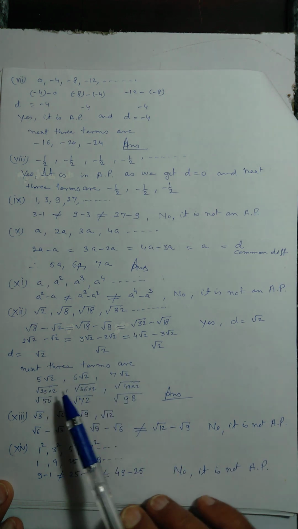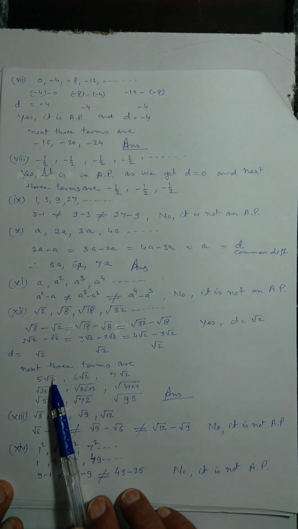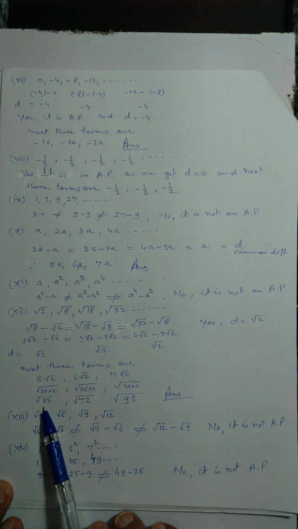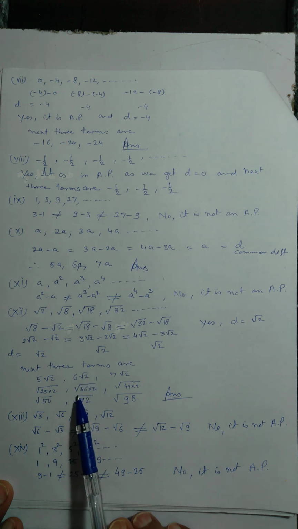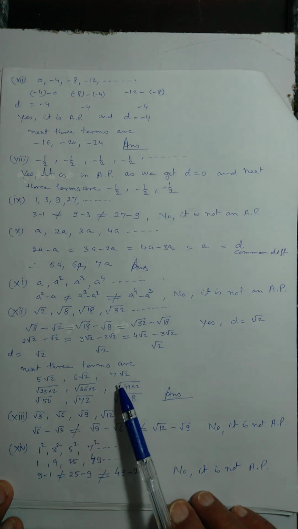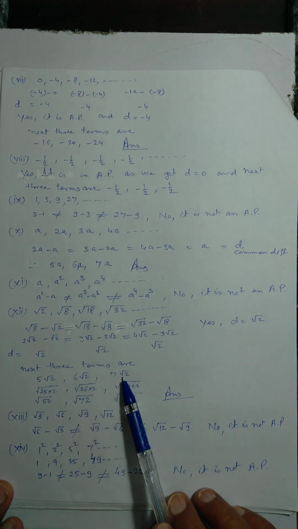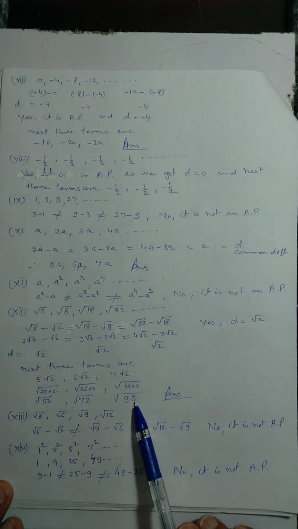This can be written like this: enter the 5 inside the square root, so it will become 25 into 2, that is 50. If you enter the 6 inside the square root sign, it will become 36. So 36 into 2, that is 72. If you enter the 7 inside the square root, it will become 49. 49 into 2, that is 98.